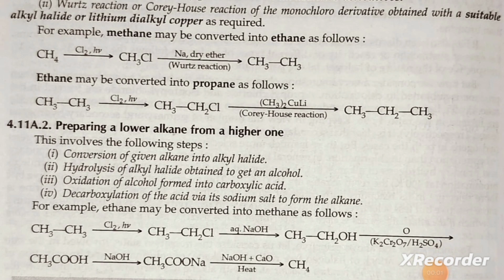For example, ethane may be converted into methane as follows. CH3CH3 in the presence of Cl2, hv gives rise to CH3CH2Cl. In the presence of aqueous NaOH, it gives rise to CH3CH2OH. Oxidation in the presence of K2Cr2O7 with H2SO4 gives rise to CH3COOH. In the presence of NaOH, it gives rise to CH3COONa. In the presence of NaOH plus CaO, heat, it then gives rise to CH4.